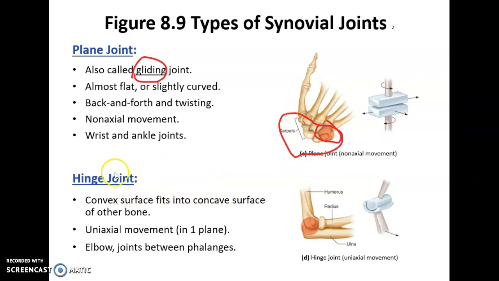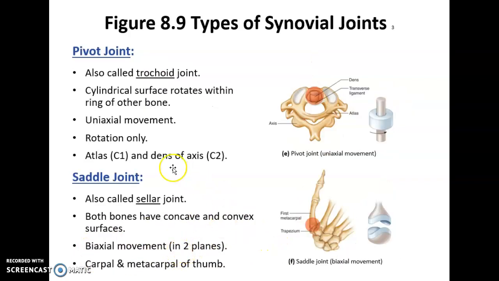Then we have a famous joint, maybe the joint most related to the term articulation: the elbow joint and the knee joint. They are the hinge joints, and they are uniaxial. They have only one axis. It's going to be only for flexion and extension. Some other examples are the elbow, the joints between phalanges, and the knee. The knee is a modified joint.